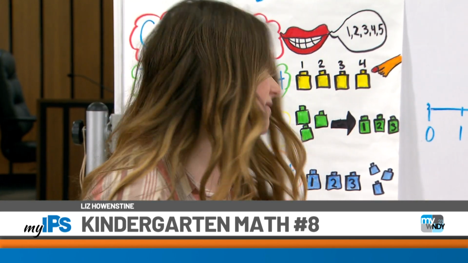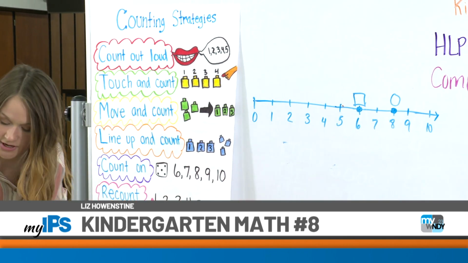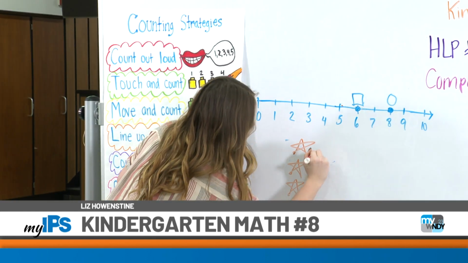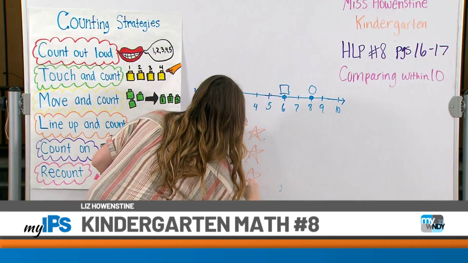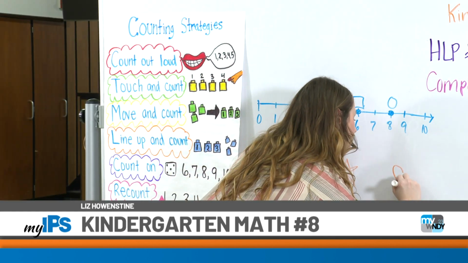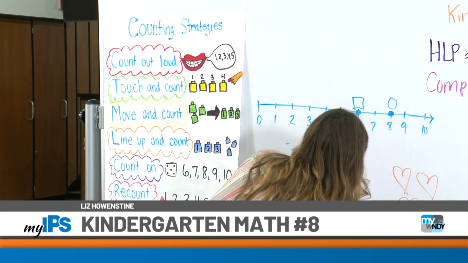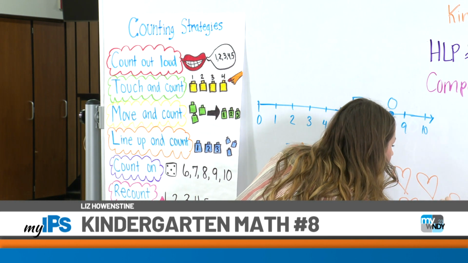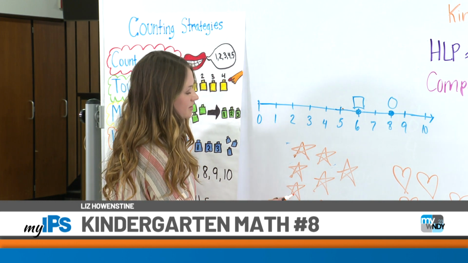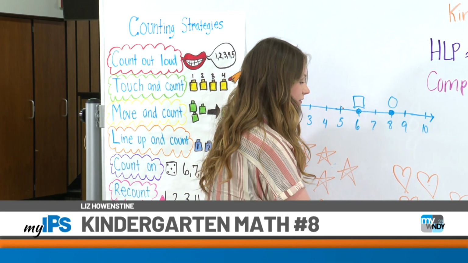But what happens if I draw 2 groups and I draw some stars? Okay, I drew some stars here, and then I draw some hearts over here. Well, let's count them to see. 1, 2, 3, 4, 5, 6, 7. Okay, there's 7 here. And let's count the hearts. 1, 2, 3, 4, 5, 6, 7.